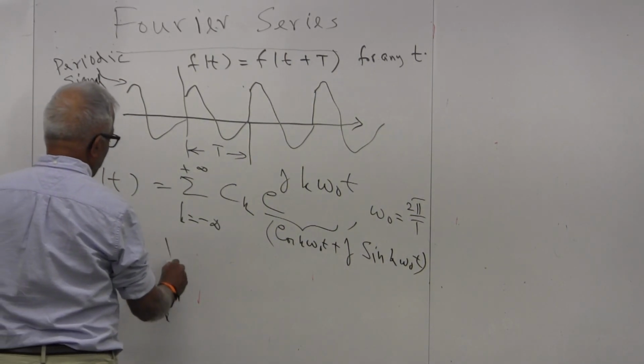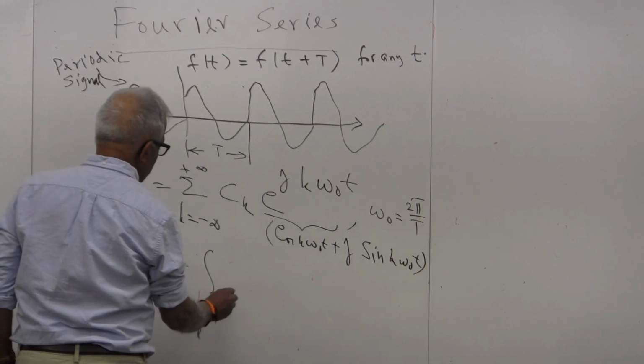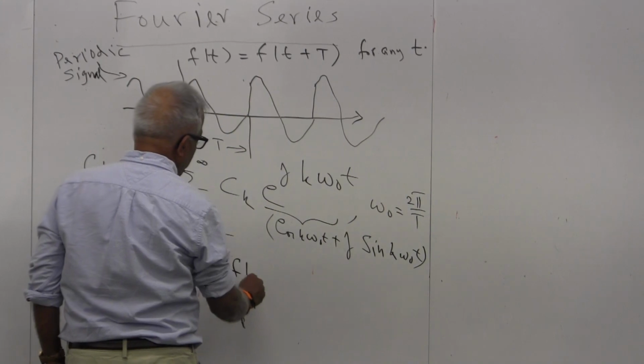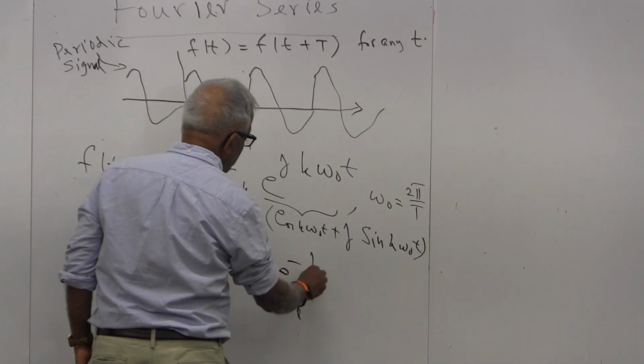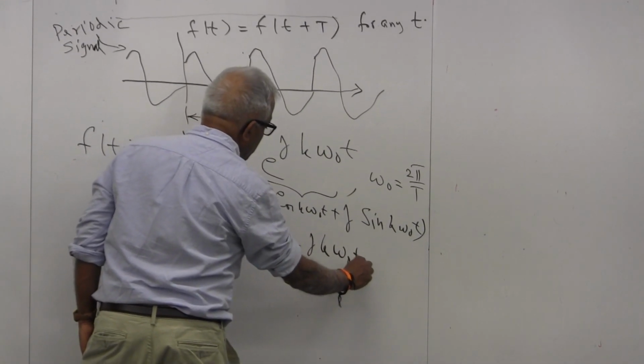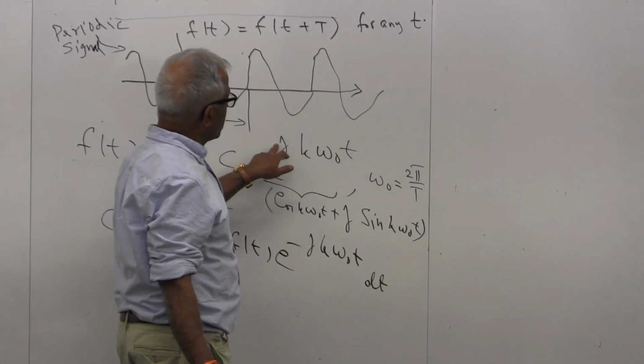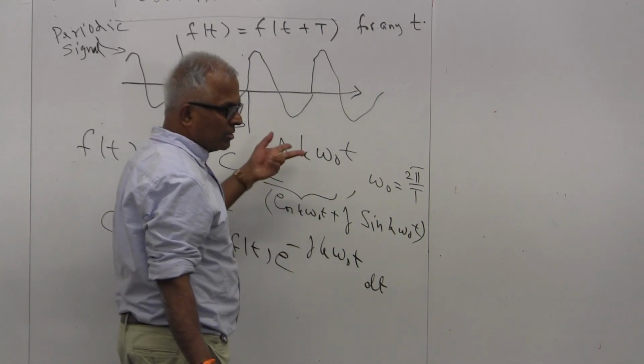And Ck is given by, we went through all this, 1 over T, integral 0 to T, f(t) e raised to minus jk omega naught t dt. Notice that in some definitions you may use a minus here, then this will be plus, that's all.